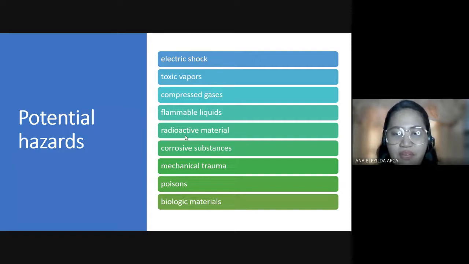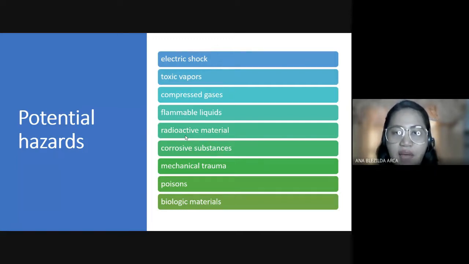Okay, yan ang example ng mga mechanical trauma or maybe you're not masyadong careful and then nabasag mo yung mga glassware, 'di ba? Tapos nahawakan mo na nabubog ka, 'di ba? Nasugat ka. That's an example of mechanical trauma. And of course, poisons and biologic material. Example of biologic material, yung mga bacteria, viruses, parasites that you can encounter in the laboratory. So all of those are potential hazards that you can encounter while working in the laboratory.